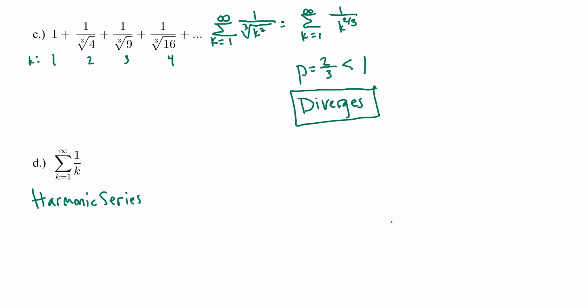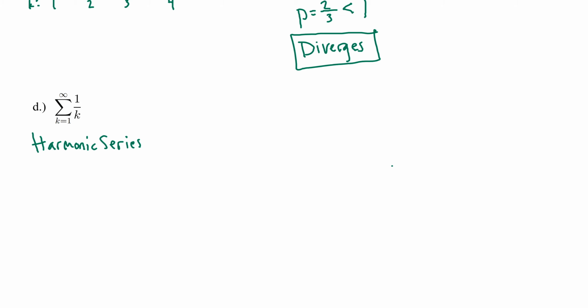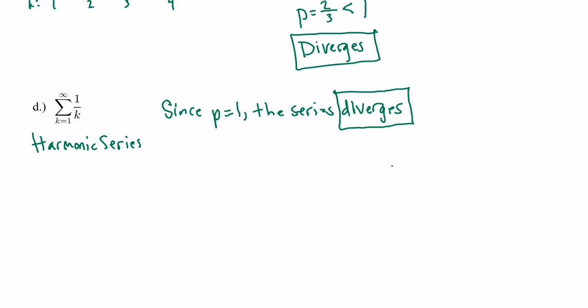So looking at our P series here in the form of the harmonic series, we could say since P is equal to 1, the series diverges. So whether we prove that the harmonic series diverges by integral test or by P test, we are certainly consistent in that conclusion. So P series are easy to recognize, easy to make the conclusion for. Just make sure that you distinguish them from geometric series.